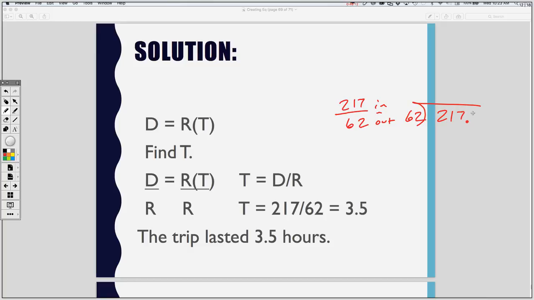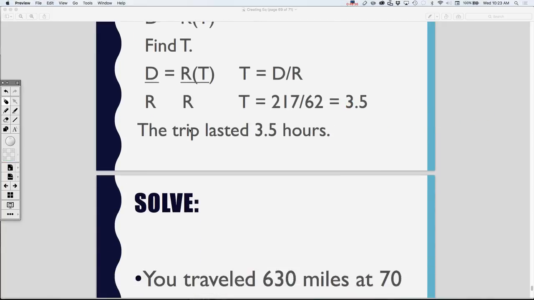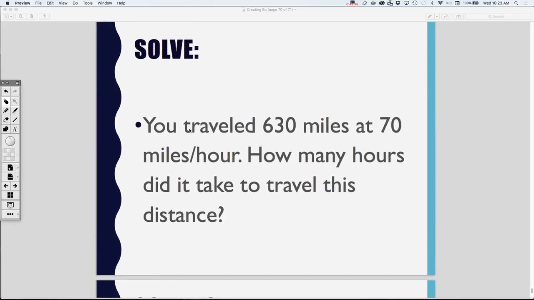Okay, let's try this one. You traveled 630 miles at 70 miles per hour. How many hours did it take to travel this distance? Okay, try to work together, guys. You will go much quicker on these and understand it better if you are talking to each other.